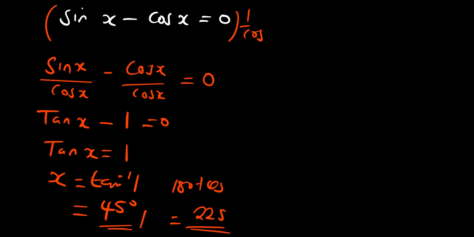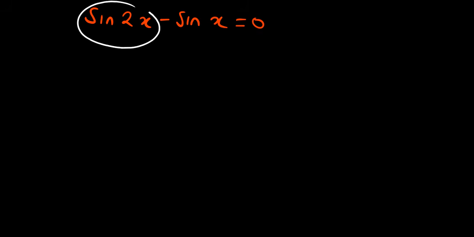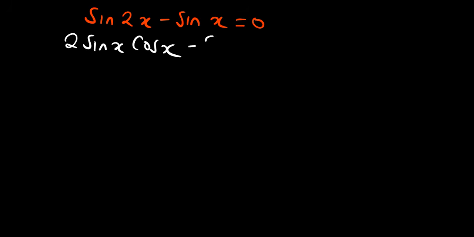Let's solve the last question. Let's say you have sine 2x minus sine x equals 0. So how are you going to solve this one? Now it is the same concept, but now we've got sine 2x. What did we say sine 2x is? It's a double angle, right? So the double angle for sine is 2 sine x cos x. Now we have a minus sine x. You are going to write minus sine x equals 0.